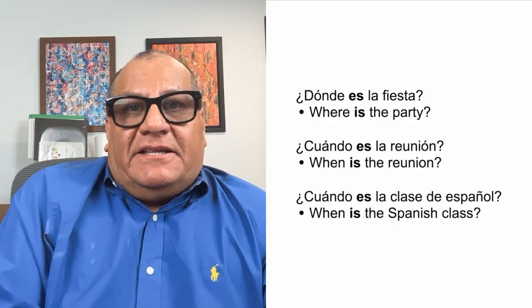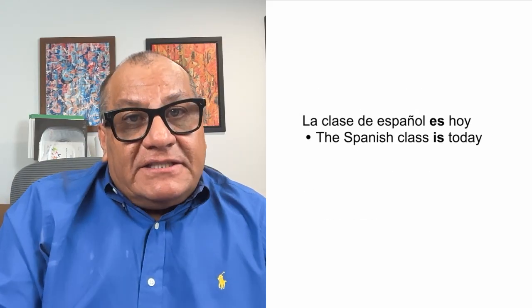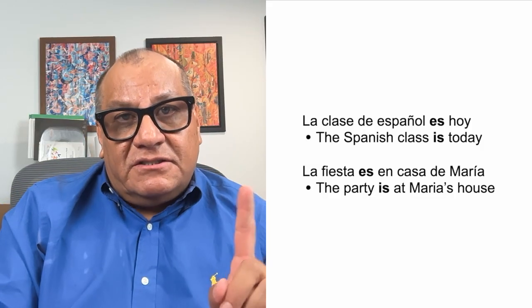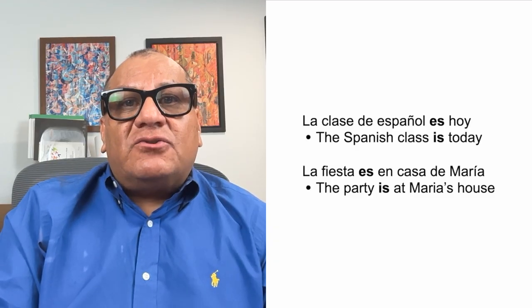¿Cuándo es la clase de español? La clase de español es hoy. ¿Dónde es la fiesta? La fiesta es en la casa de María. So the first instance of ser is going to be used to indicate where and when events or activities happen.